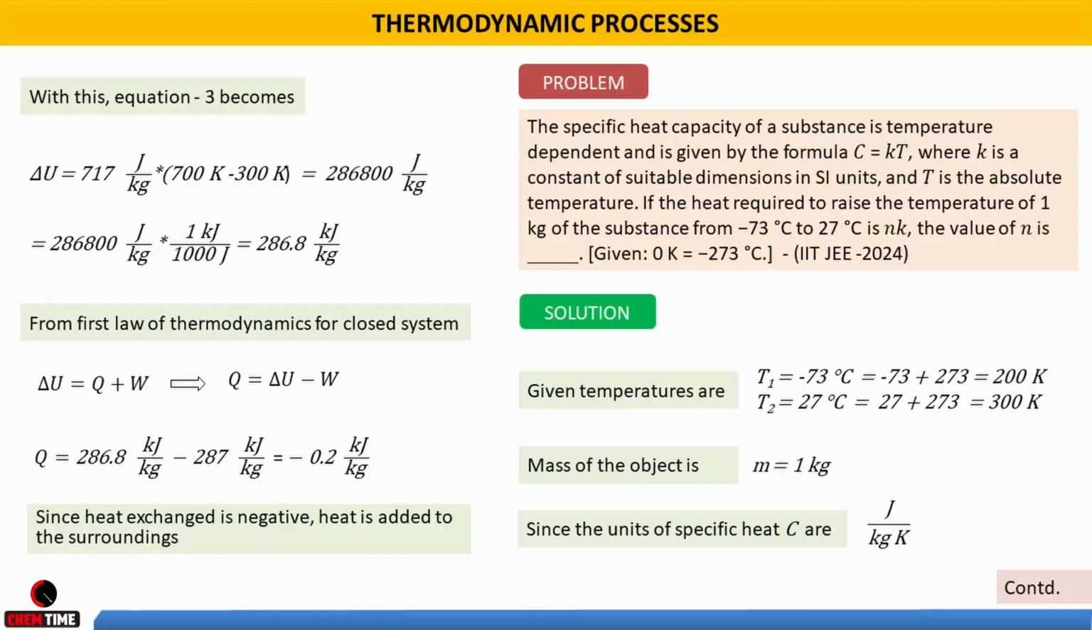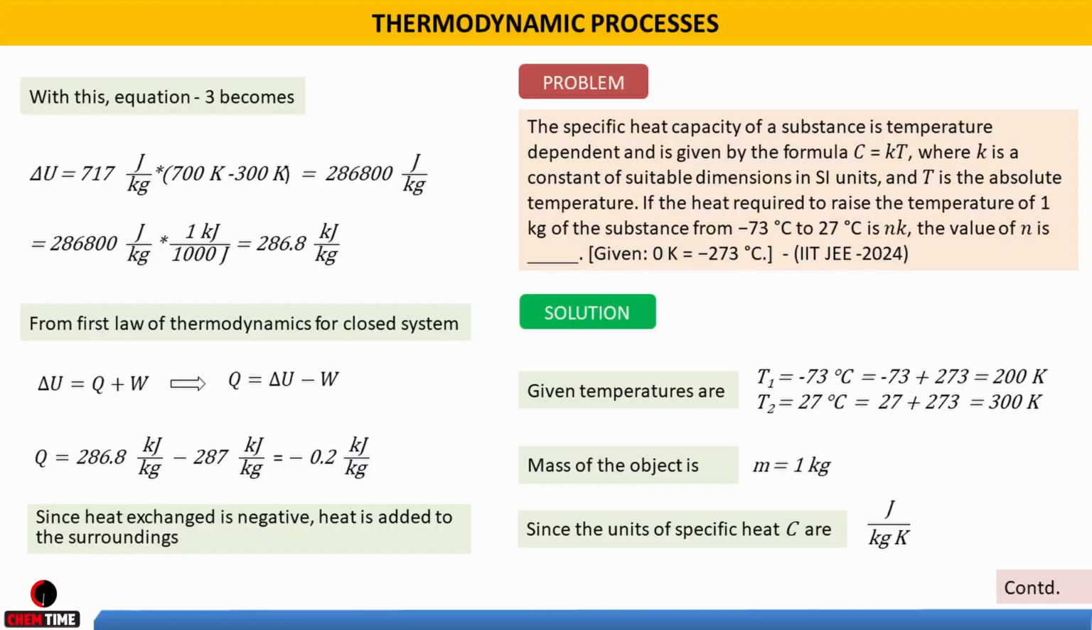that is 286.8 kilojoules per kg. Using the first law of thermodynamics, we can calculate the heat exchanged: Q is equal to delta U minus W, that is 286.8 minus 287, that is minus 0.2 kilojoules per kg. That is, heat is negative, that is, heat is rejected from the system, the compressor, to the surroundings.